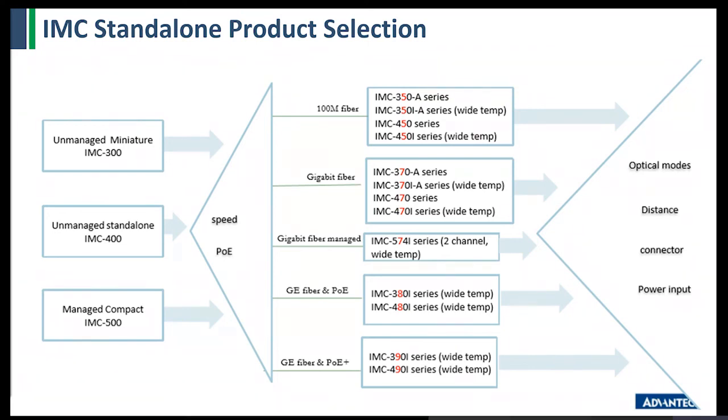Then it comes to gigabit managed, that is IMC 574i, followed by gigabit PoE, which are IMC 380 and 480. The last one at the bottom is gigabit PoE plus. The models are IMC 340 and the IMC 390 and 490. There are wide temperature options for each model of the range, whether it is for commercial or industrial applications. You will be able to find a model to meet the requirement from the range. Further down, the selection criteria are based on optical modes, distance, types of connectors, and power input options, as I will show you in the next slide.